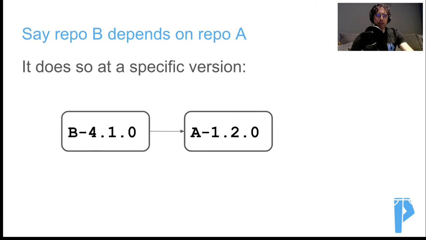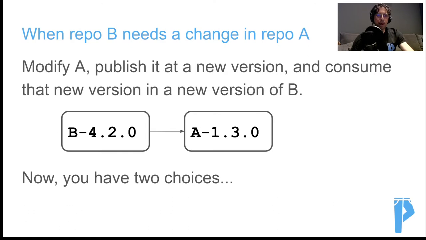So say repo B depends on repo A at a specific version. When repo B needs to consume a change in repo A, you have to modify A, publish it at a new version, and then consume that new version in a new version of B. Now, that's all assuming that the owner of B has the ability to make changes in A. If not, they have to find the owner of A and convince them to make those changes. I mean, technically, in my example, these people all work in the same organization, but they may not be friends, who knows? But even now, you're not done. You have two choices now.